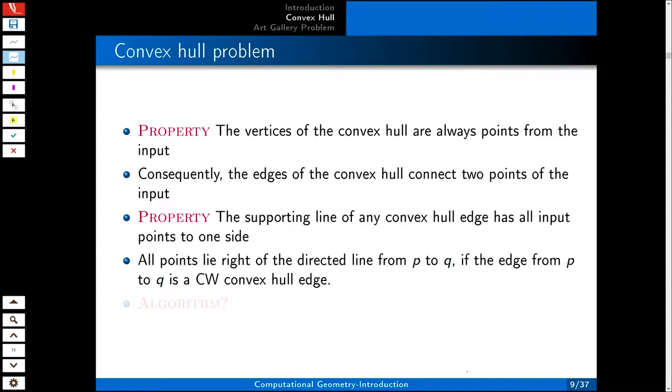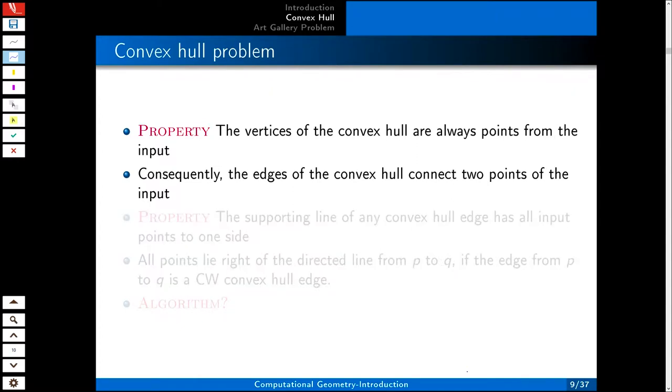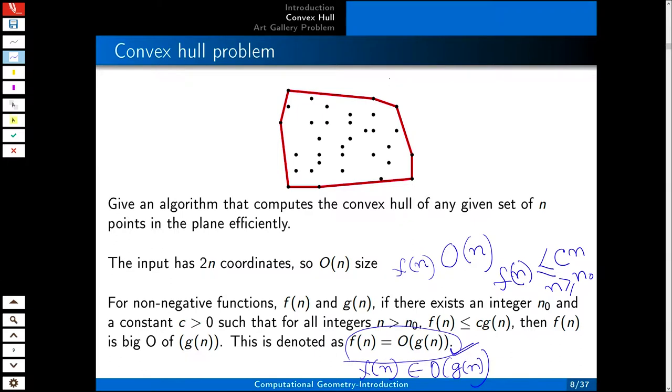What is the second property? Look at any convex hull edge. For example, look at this convex hull edge.